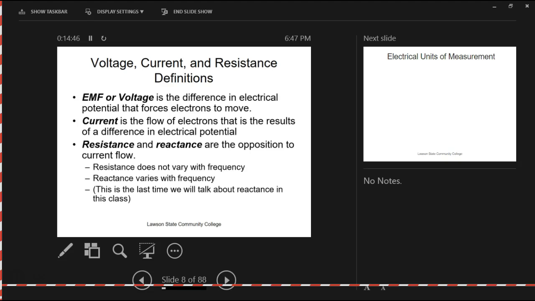Resistance and reactance are opposition to the flow. Resistance does not vary with frequency. Reactance varies with frequency, and that's about the only time we'll talk about reactance. For reactance, we use devices called capacitors and inductors. They're really cool. What we can do is filter out undesired noise with them. We can use them to store things for a real short amount of time.